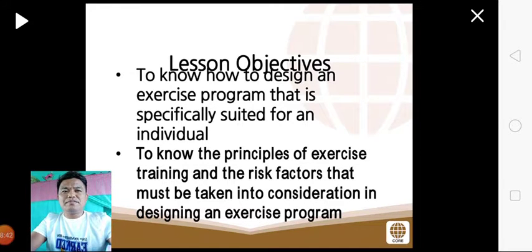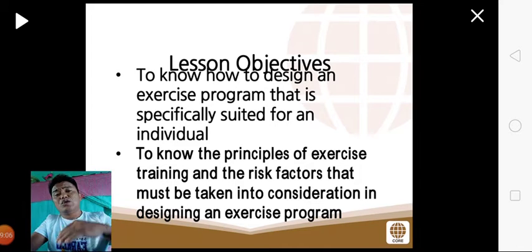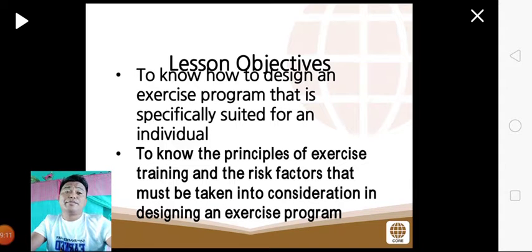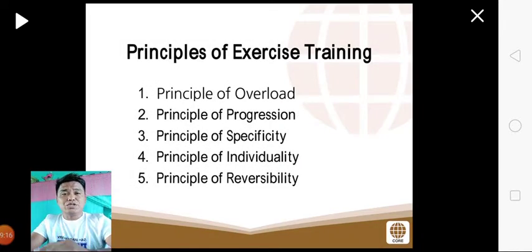Next, to know the principles of exercise, training, and rest factor that must be taken into consideration in designing an exercise program. You should know your principles of exercise and training, and the results of your tests. For example, what is the result for the sit and reach? What about the push up? You should know the exercise principles when designing exercises for that program. So, there are 5 principles of exercise training.